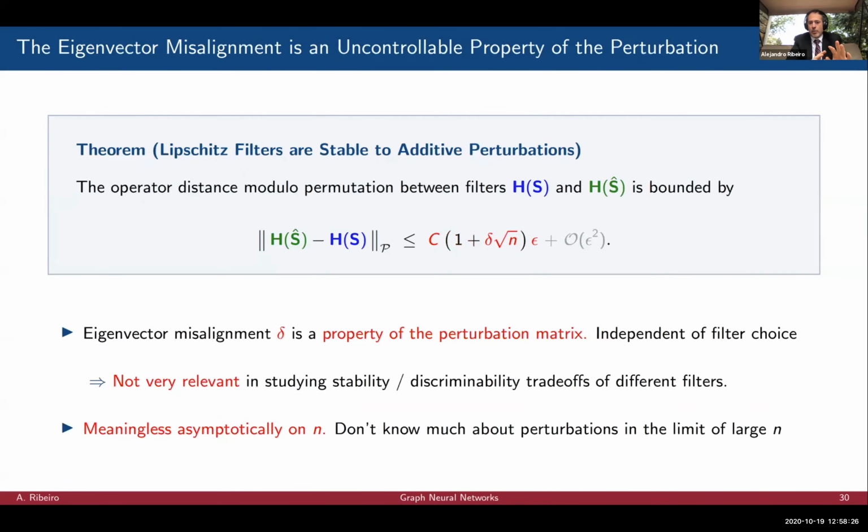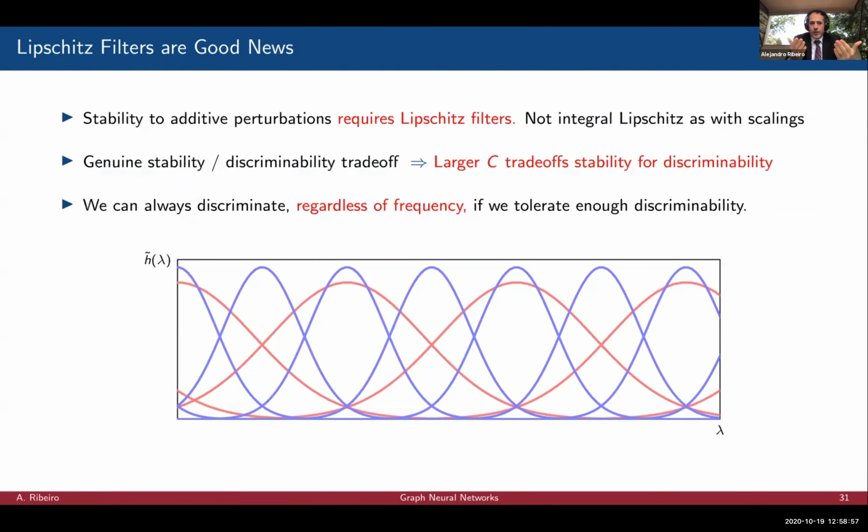But before I talk about that, let me tell you about the other part of the bound, which is this 1 plus delta square root of n, which does not really depend on anything that is under the control of the system designer, right? So perturbations are what they are. So this delta constant is what it is. The size of the graph that you are studying is what it is. So there's no control that you have on the number of nodes of the graph. Therefore, there's nothing you can do as a system designer to affect this second part of the bound. Now, regarding that stability trade-off, right? So, stability to additive perturbations.